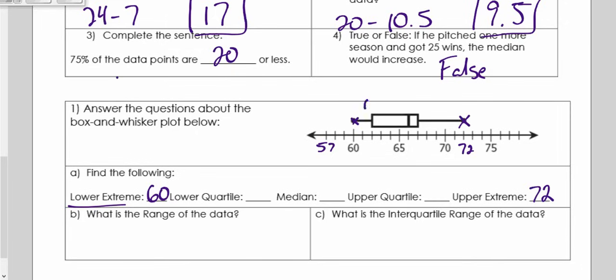The lower quartile, that's Q1. That's the beginning of the box. That looks like that's at 62. The median is the middle of the box. It looks like that's 66. And the end of the box, or Q3, is at 67.